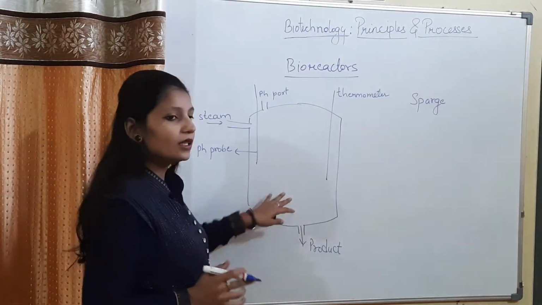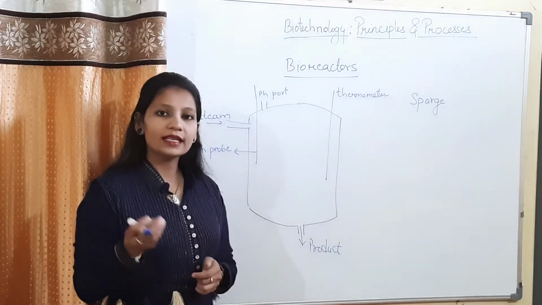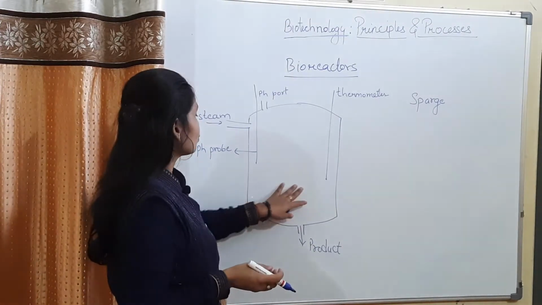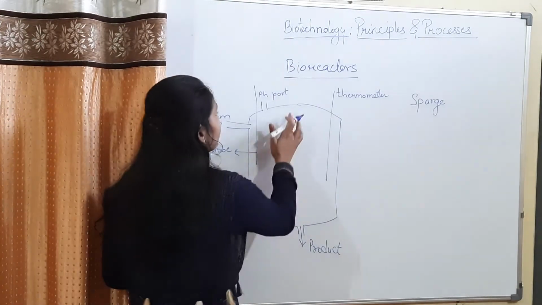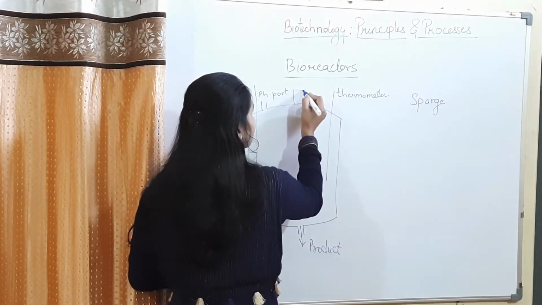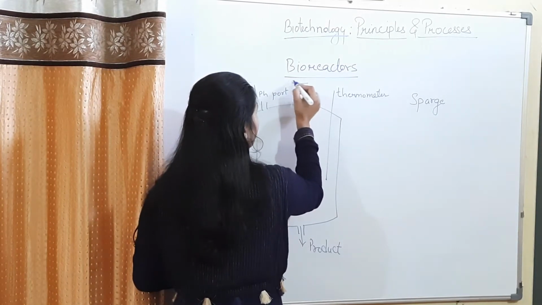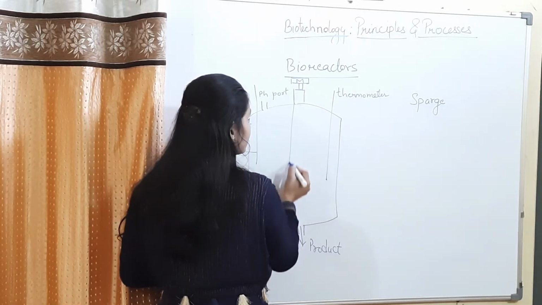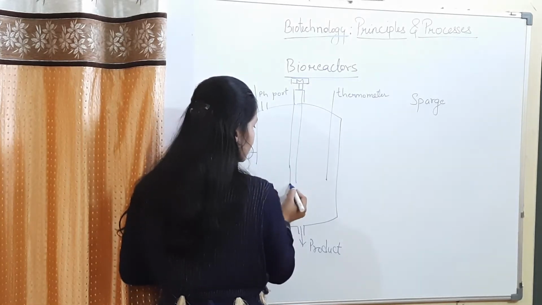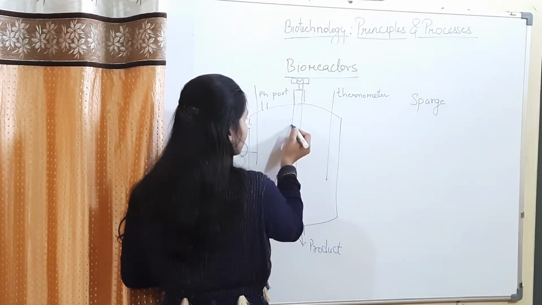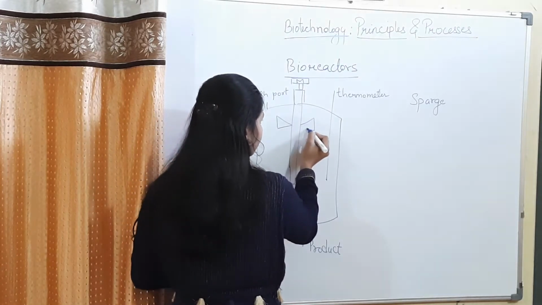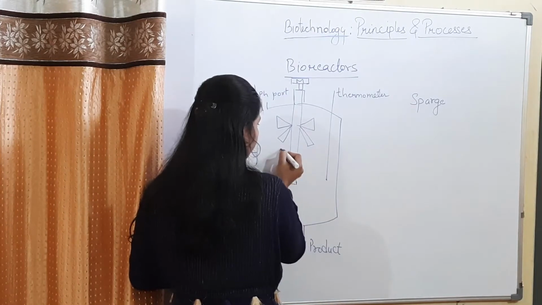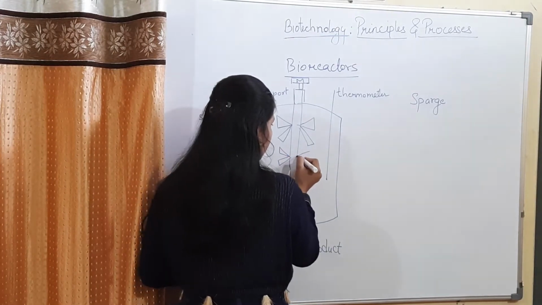If it is acidic, we add a dilute alkaline medium, and if it is basic, we add a bit of acid to regulate the pH. And then we have a motor attached here. So this is the motor, and with the motor we have this shaft connected to it. This is the shaft, and on this shaft we have blades. So these are the blades.